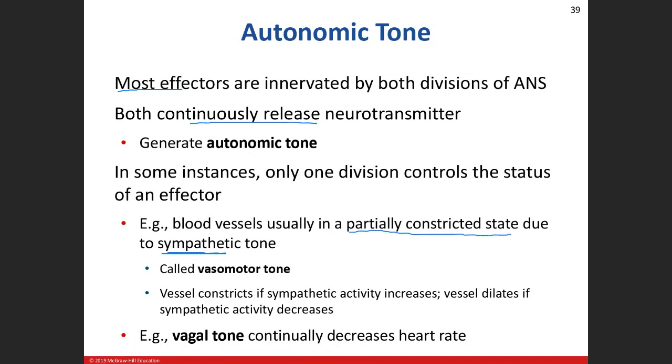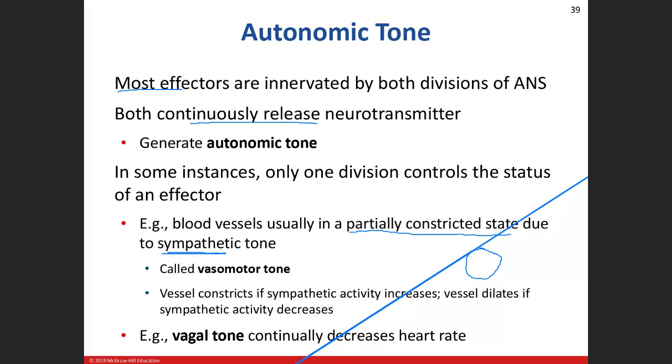The fact that these blood vessels are in a partially constricted state gives us two options. One option is we can constrict them more and make them smaller. The other option is we can constrict them less and make them bigger. Those terms are called vasoconstriction and vasodilation. If we didn't have this vasomotor tone, our blood vessels would be constantly relaxed unless one of the divisions was acting upon them.